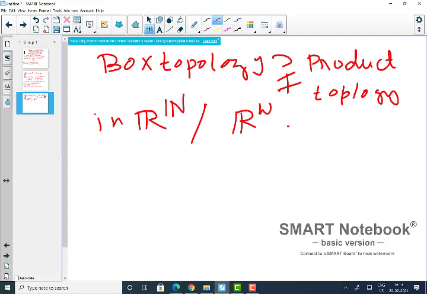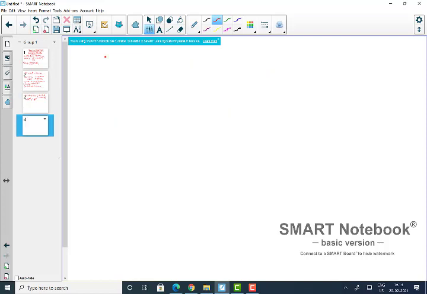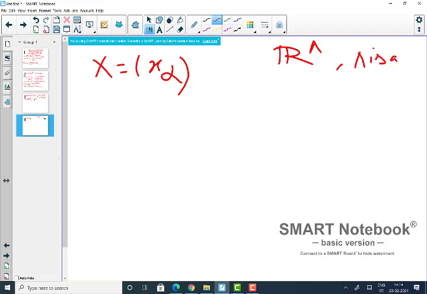So the question is: the way we defined the Euclidean metric and the square metric, can we do it for infinite dimensional spaces like this, for an infinite Cartesian product? Let us first try to understand what happens. So in general I define R^lambda, where lambda is an index set. It can be countably infinite, it can be uncountable, anything.